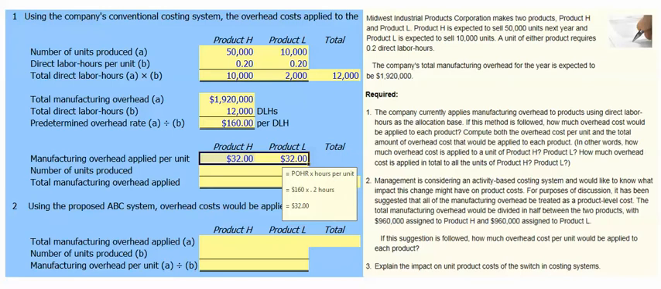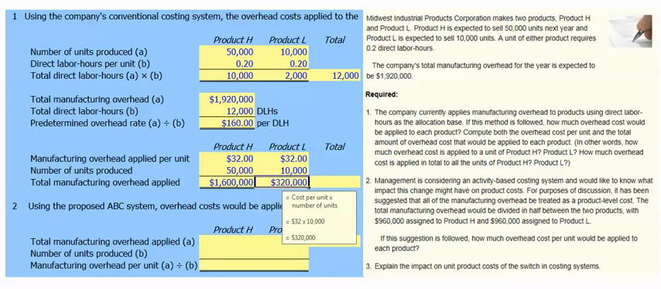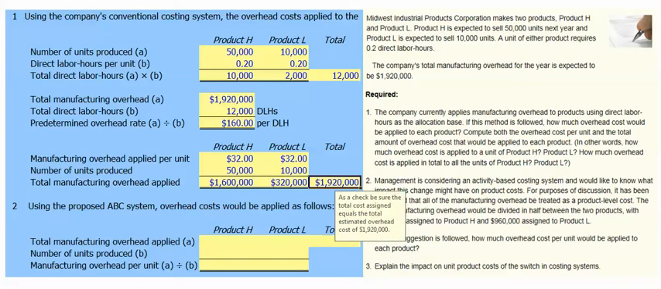Let's next calculate the total manufacturing overhead cost that will apply to Product H and Product L. For Product H, we'll take our $32 per unit and multiply it by our 50,000 units, and the total estimated overhead cost assigned to Product H will be $1,600,000. The total estimated overhead cost assigned to Product L will be the $32 per unit times 10,000 units, or $320,000. As a final check, make sure that the total overhead that we've applied to each of our products, which is $1,920,000, agrees with our total estimated overhead of $1,920,000.